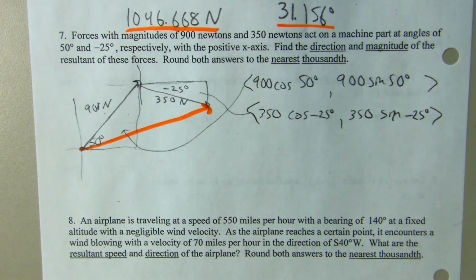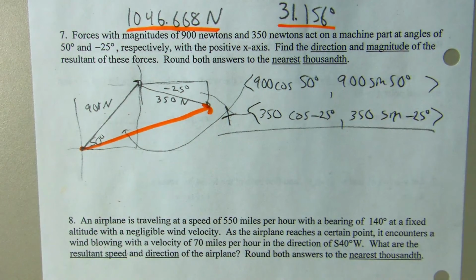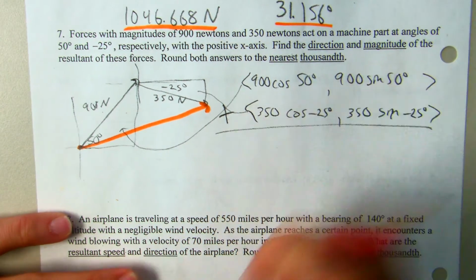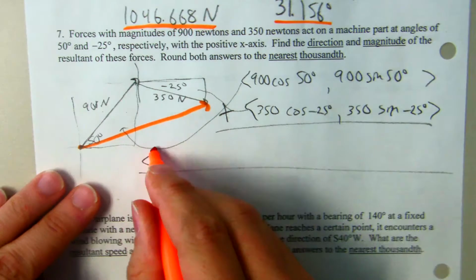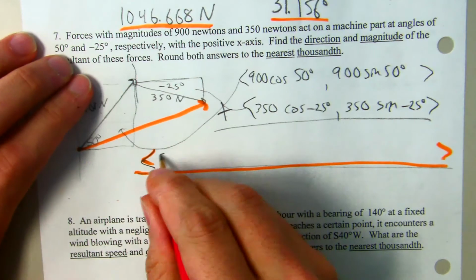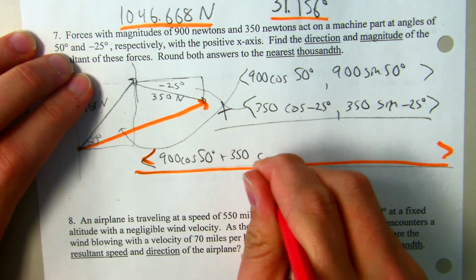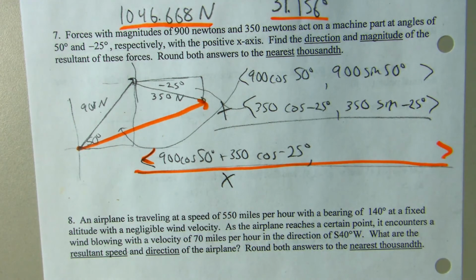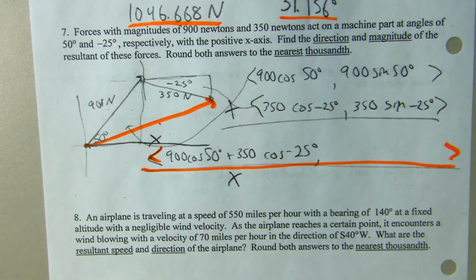And if I want to figure out what's happening with both vectors, I want to consider both of them. I want to combine them together, which is addition. So how much this one went to the right plus how much this one went to the right is how much my resultant vector will be going to the right. So 900 cosine of 50 plus 350 cosine of negative 25. And in a minute, I'm going to store that in my calculator as x. So that's going to represent how far the resultant vector is going to the right.